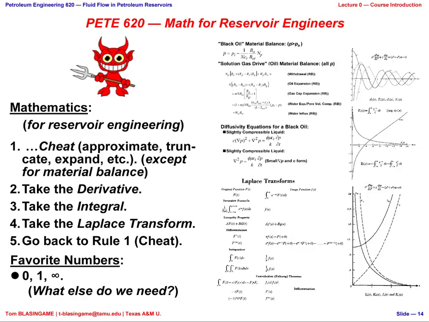Favorite numbers, 0, 1, and infinity. What else do we need? And you'll understand later on. Why did I give 0, 1, and infinity, class? Sure. Give me an example. What would you like your initial condition to be? 0. What would you like your inner boundary condition to be? 1. What would you like your infinite acting reservoir condition to be? Infinity. Okay, so there you go. You want to get away from any kind of numbers that are going to give you a hard time.